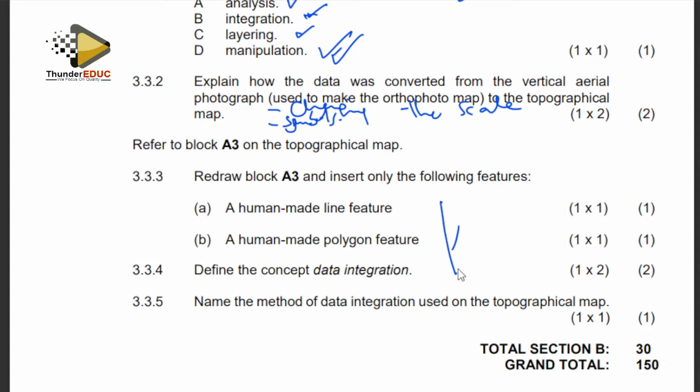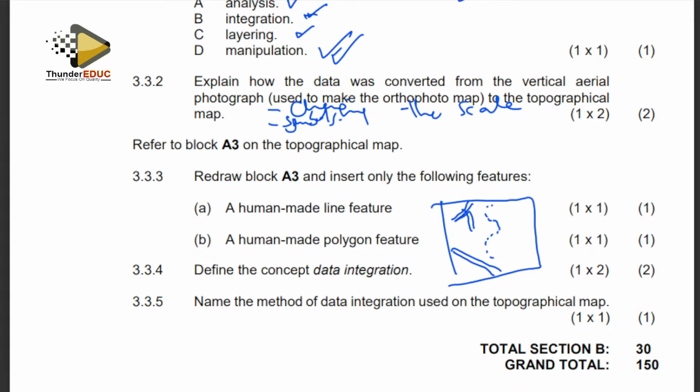I'm going to draw. This is our block here, A3, because they say redraw. Okay, so I will draw my A3 here. And they say refer to the line feature. When you look at the line feature, we have got a road here. That is a line feature. We have got another one here. Another road here. Then we have got a track and trail that was passing there.